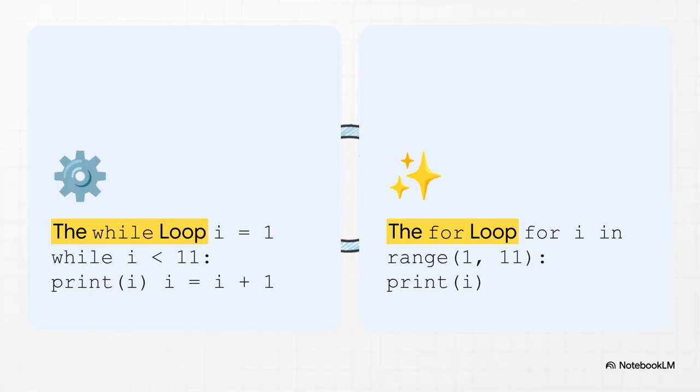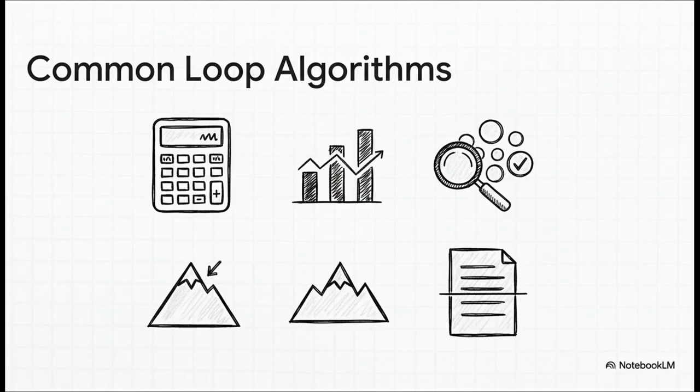Check this out. On the left, that's how you'd print numbers 1 to 10 with a while loop. You have to set up the variable i, check the condition every time, and, this is the important part, you have to remember to update i yourself. On the right, though, is the for loop. It is so much cleaner. That one line, "for i in range(1, 11)", handles all of that setup and updating for you, automatically. It's just more concise and way less likely to cause errors. And the power of loops goes way, way beyond our first example.